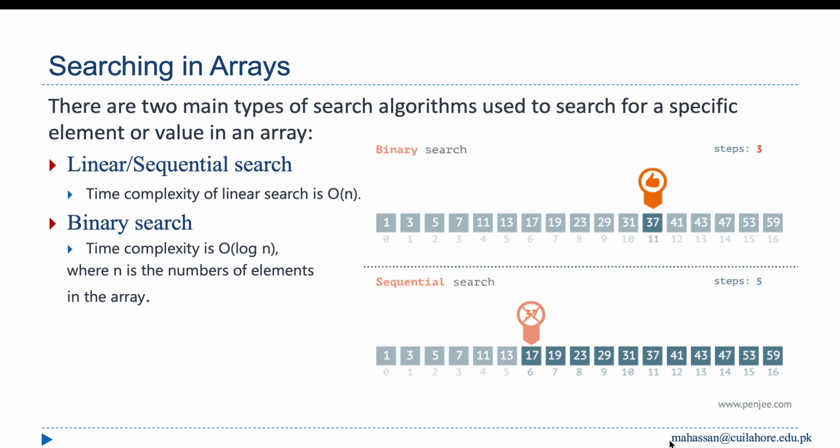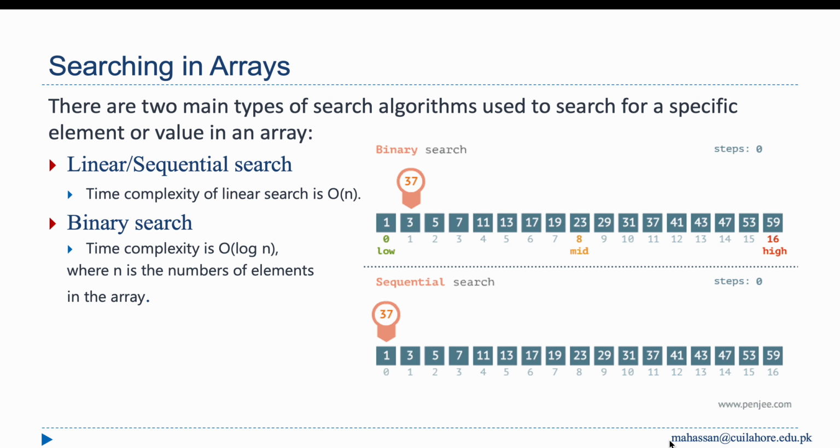If the target element is smaller than the middle element, the algorithm searches the left half of the array. Otherwise, it searches the right half of the array. By dividing the search space in half at each step, binary search can quickly locate the target element in a sorted array. This makes binary search more efficient than linear search for large arrays. However, binary search requires the array to be sorted in order to work, which can add some additional work if the array is not already sorted.